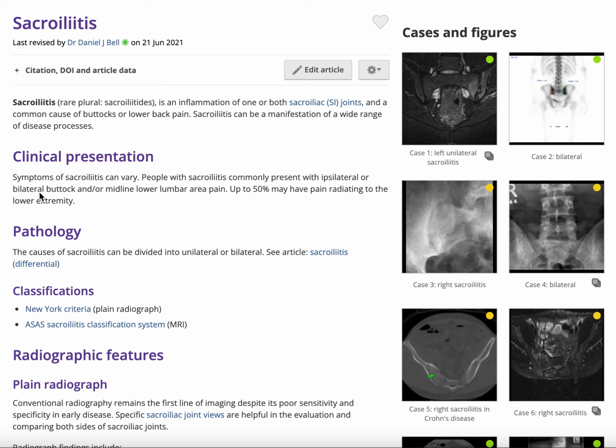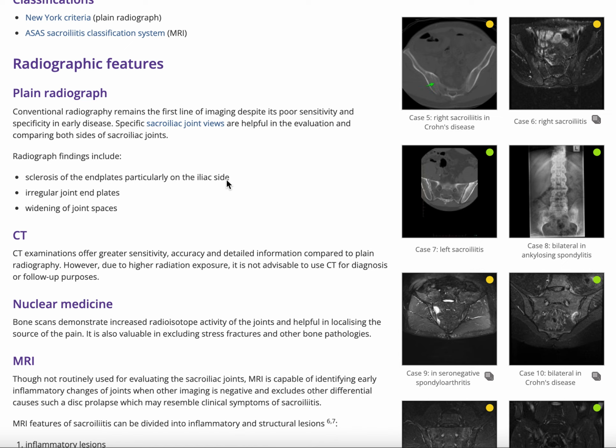Conventional radiography remains the first line of imaging despite its poor sensitivity and specificity in early disease. Specific sacroiliac joint views are helpful in the evaluation and comparing both sides of the sacroiliac joints.